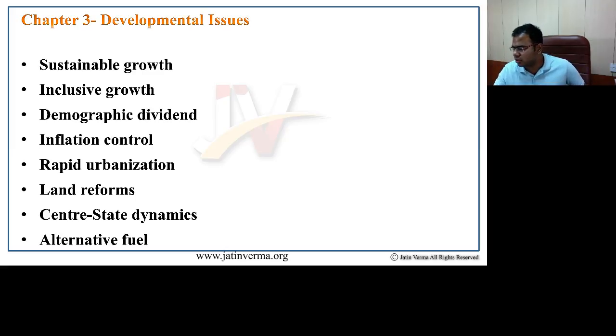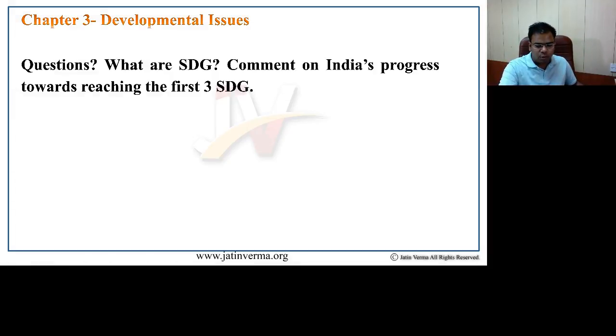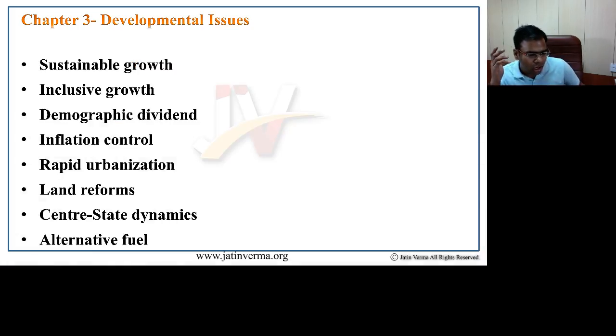Other developmental issues that we could talk about is alternative fuel. Alternative fuel is very important because of the hue and cry when it comes to global warming as well as pollution. We have to ensure that the ecology is saved, the environment is saved, and for sustainable development it is very important that we bring alternative fuel.